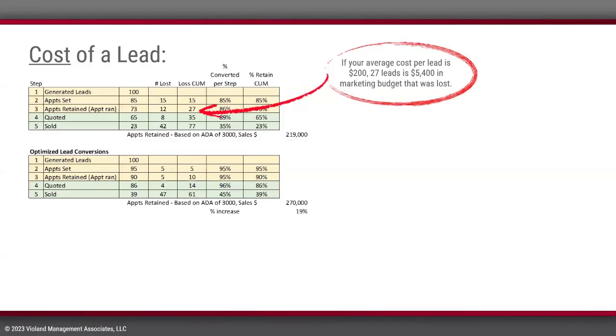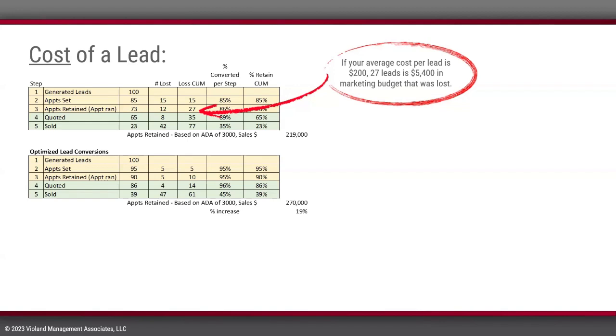But wait, there's more, because those 27 leads also cost us money. We paid for those in our marketing budget and our business development time and our marketing manager's salary and the amount of money we spent on advertising or SEO costs and all of the things that make up what we spent in our marketing budget. We paid for those 27 leads.